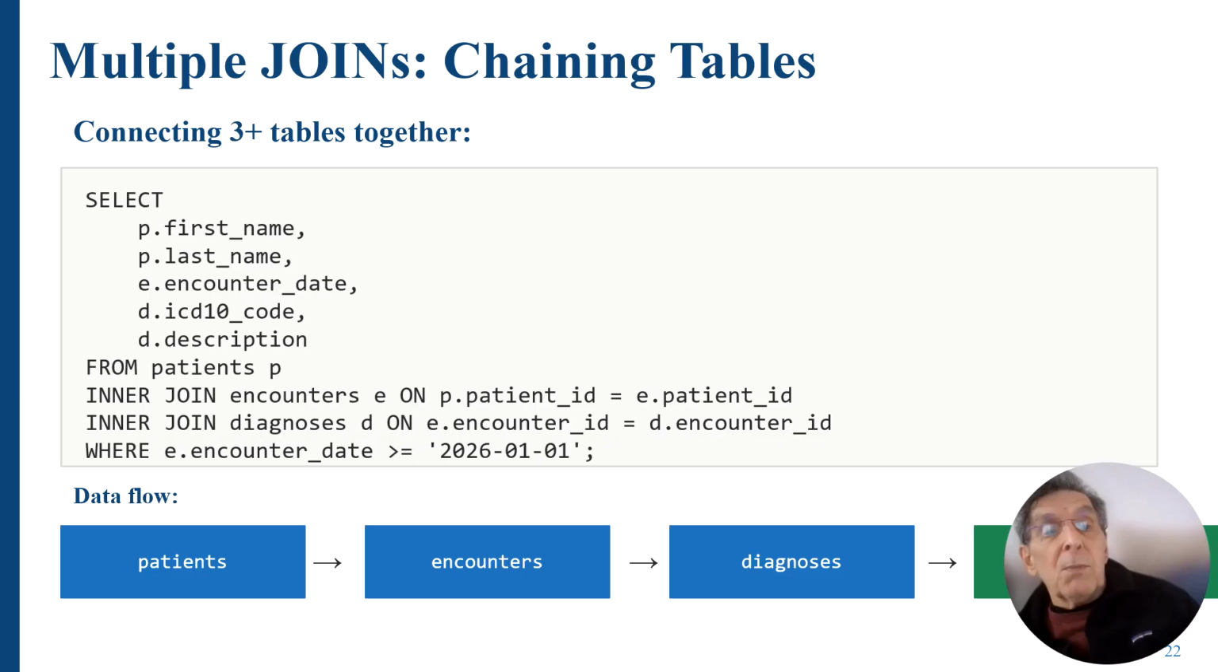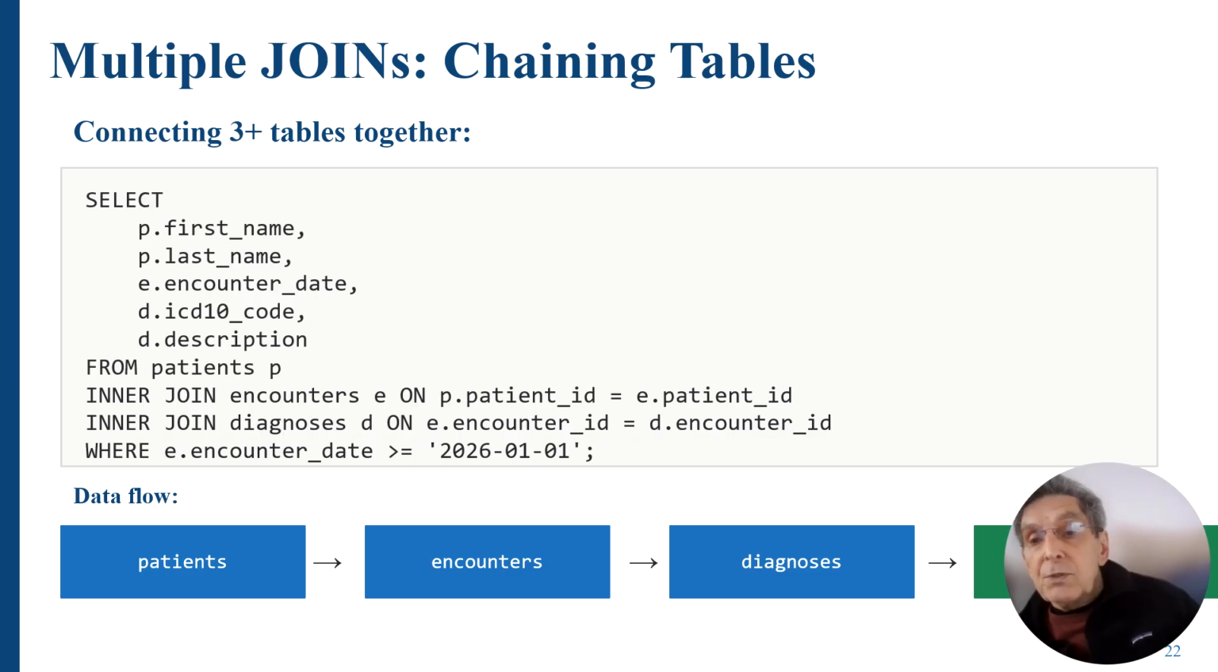All right, let's talk about multiple joins, like chaining tables, connecting 3 or 4 or more tables together. And this is going to happen very often. In real queries, you'll often need to connect more than 2 tables. This query chains 3 joins, the one we're going to look at here.